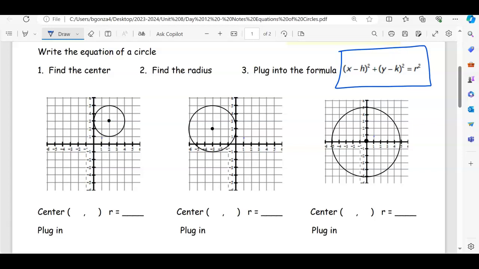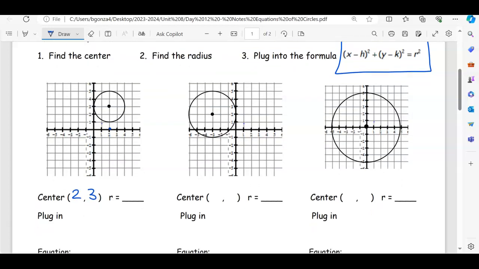Okay. So here's how I would think about it. I put my pencil at the origin. Do I go left or right? Well, I go right 2. Right is positive, so I'm going to put 2. Everyone follow along? And then it goes up 3. Up is positive, right? So 2, 3 is my center of that circle. Now, when they ask what's the R, all you got to do is count from the center to the edge. How many units? So 1, 2 units, right?